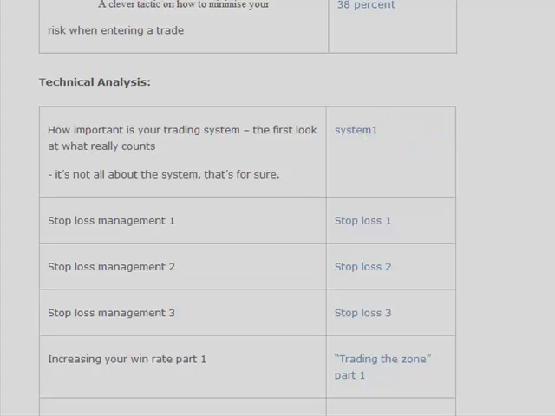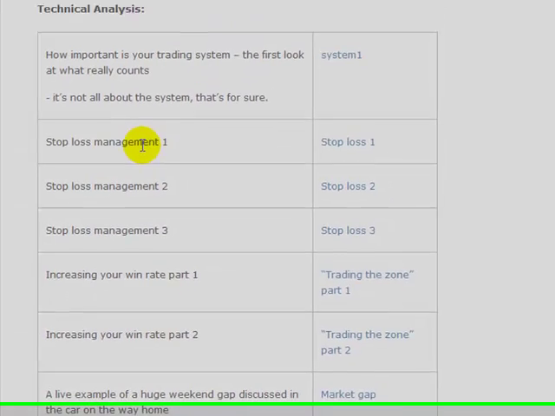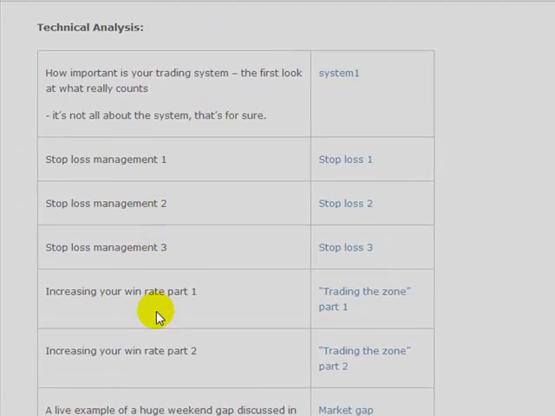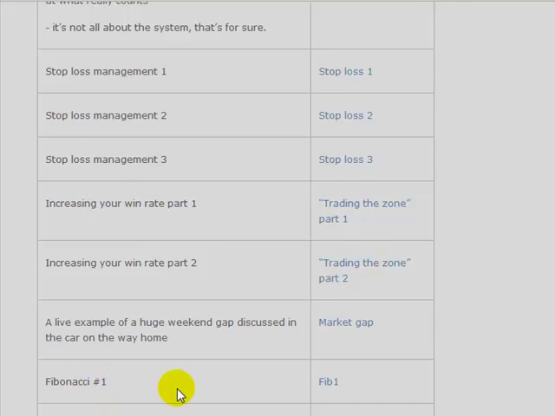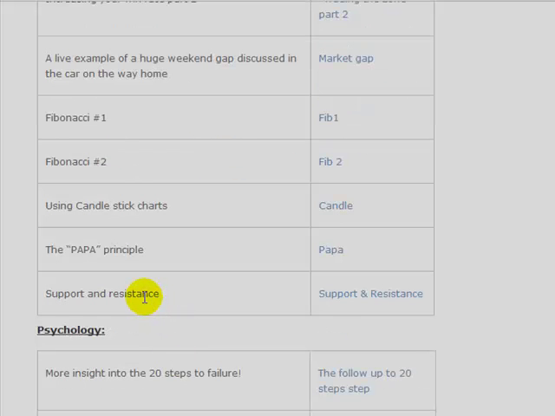There's well over 50 videos here, and we look at subject matter like technical analysis. Okay, we look at how important your trading system is, we look at placing stop managements, we look at taking profits, we look at how to draw Fibonacci's, we look at how to study candlesticks, we discuss certain aspects of trading like our Papa principle, which is unique to the Traders Club, and of course we delve into areas like support and resistance. These videos are very educational. They cover a lot of information, and it really is the core foundation of trading.